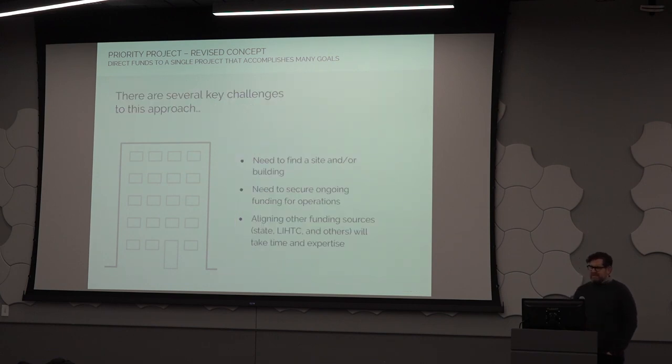Some of the key challenges to this approach is the need to find a site or building, and they're looking at a couple options today. One of the big concerns for almost everybody we talked to who would consider a non-congregate shelter is the need to secure ongoing funding for operations. And then aligning other funding sources, there is opportunity, particularly with the city leading the charge, to have access to some state resources, tax credit funding and others, but it takes time and expertise to align all these in the right ways to get the project done.